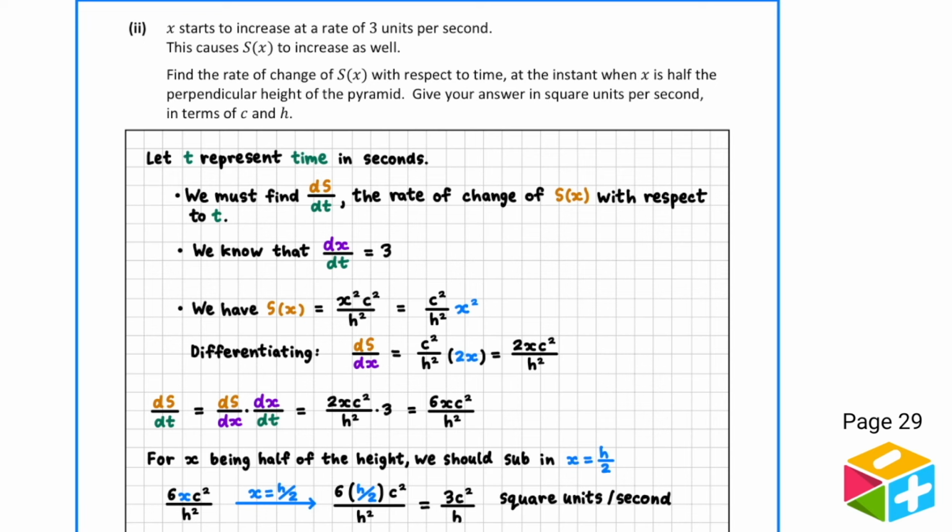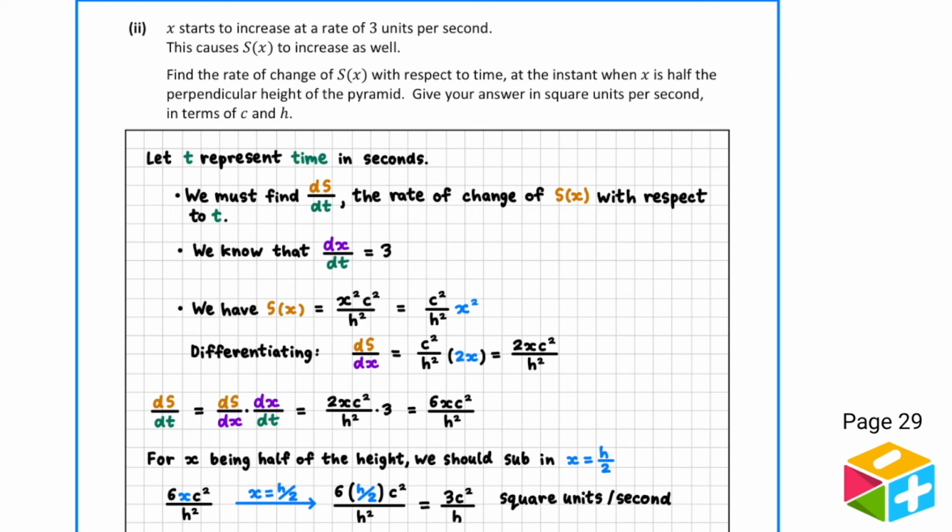In part 2, we are told that x starts to increase at a rate of 3 units per second. This increase will cause s of x to increase as well. We must find the rate of change of s of x with respect to time at the instant when x is half the perpendicular height of the pyramid.